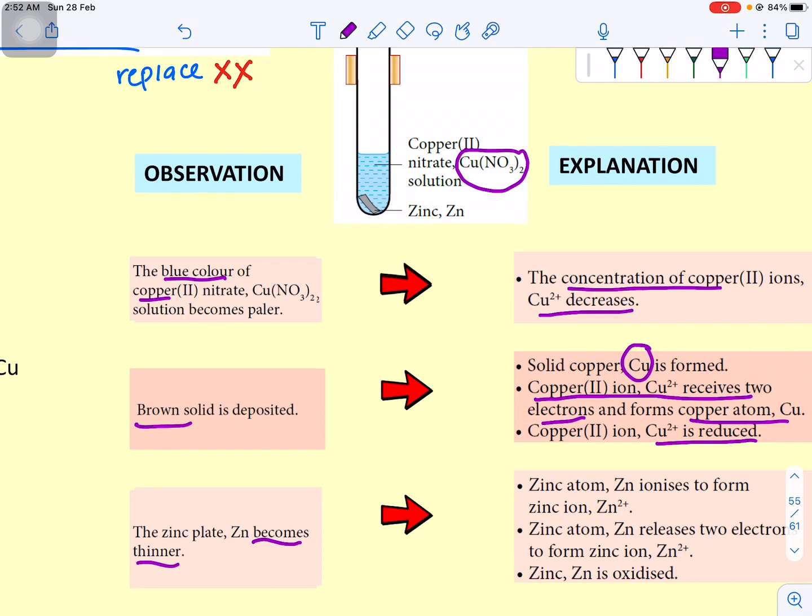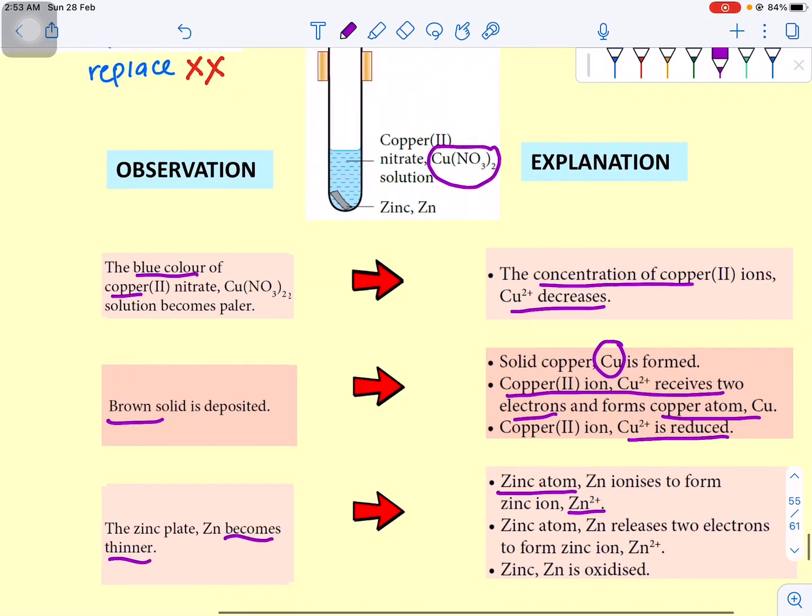Why does the zinc plate become thinner? Because it changes from zinc atom. The zinc atom, the zinc plate in solid state, turns to zinc ion. Zinc ion ni dalam aqueous, dalam solution. So bila atom jadi ion, observation dia, kita akan nampak the solid which is the zinc plate become thinner. Why does the zinc plate become thinner? Sebab zinc atom ionizes. How does the zinc atom ionize? Zinc atom ionizes when it releases two electrons. So bila dia release electron, we can say it is oxidation. Bila oxidation, zinc atom ni dikenali sebagai reducing agent.